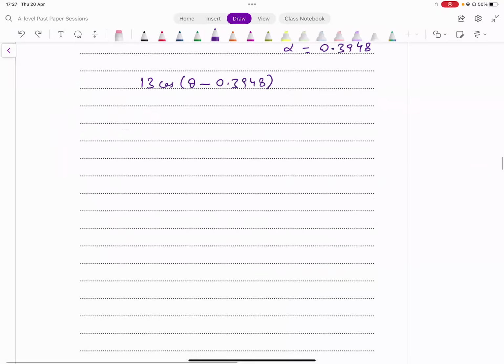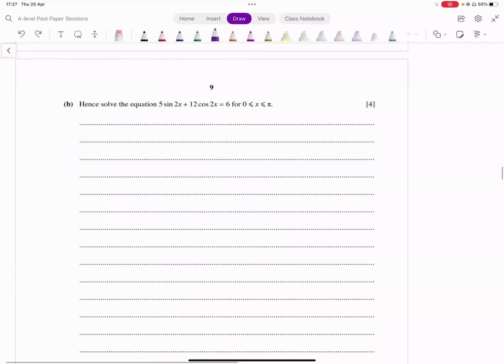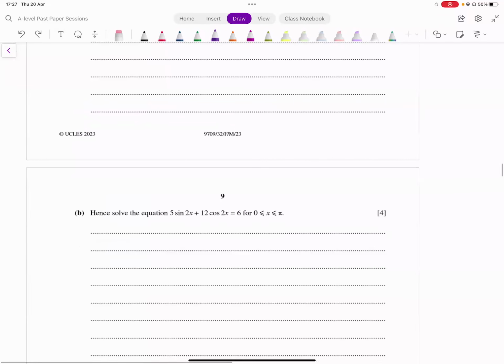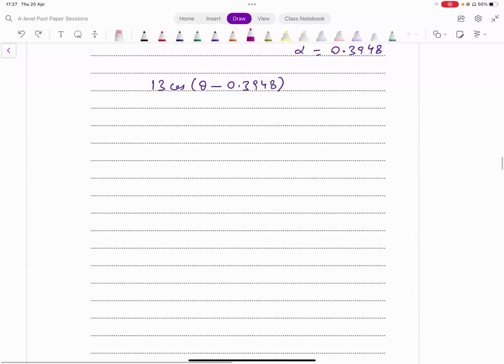Let's do the next part now. Next part में वो कहता है, hence solve this equation 5 sin 2x plus 12 cos 2x equals 6 for x between 0 and pi. How do we do this now? Now, how is this related to the previous part? आपने पिछले part में क्या किया यहाँ पे?